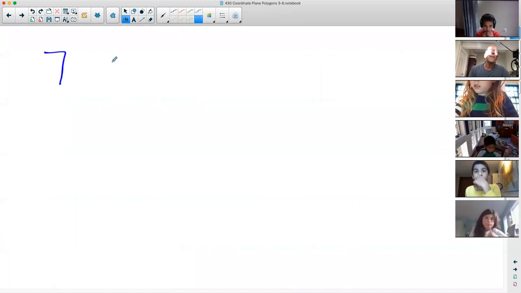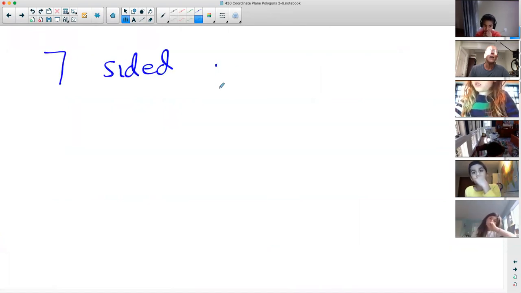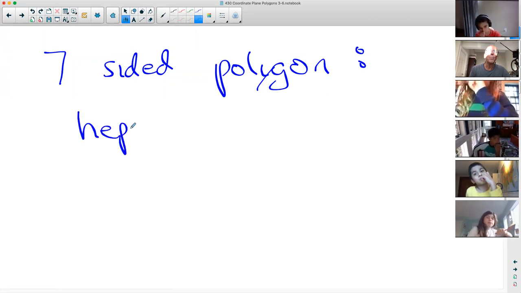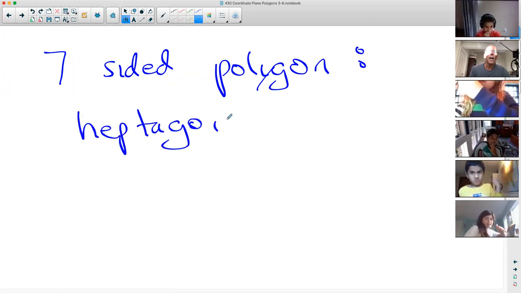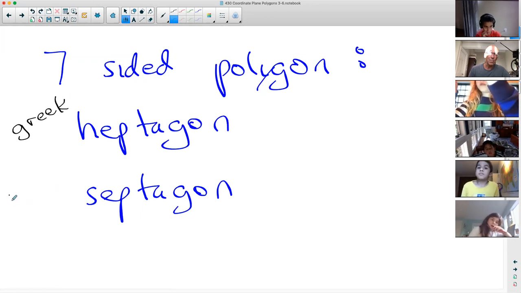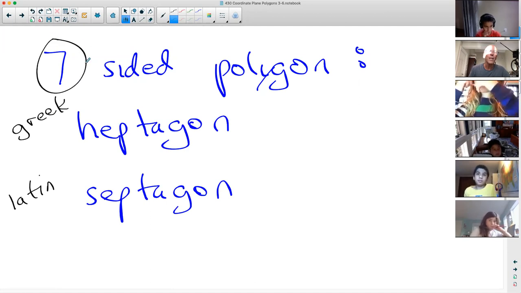So for a 7-sided polygon, it has 2 names. And it is called the heptagon and septagon. I'm pretty sure, I could be wrong, that hepta is Greek and septa is Latin for the number 7.